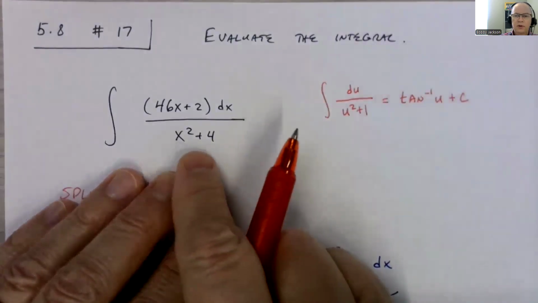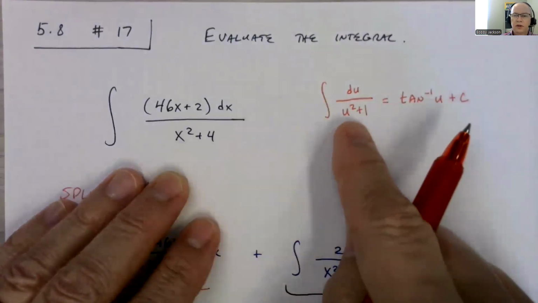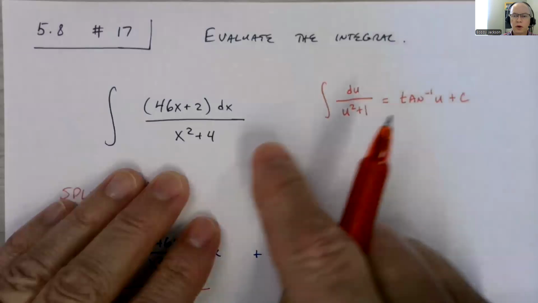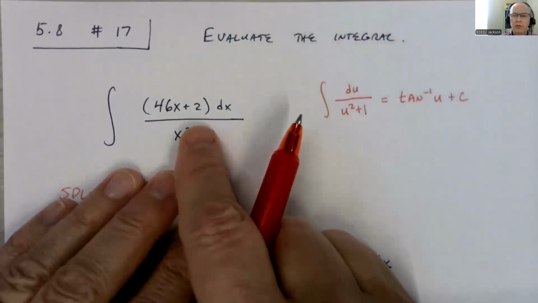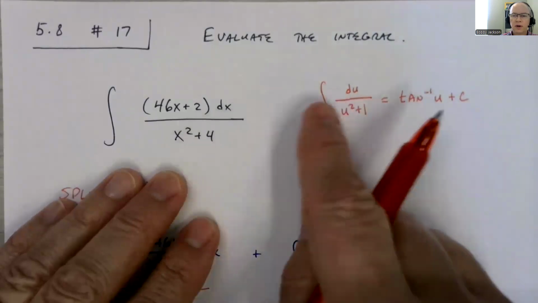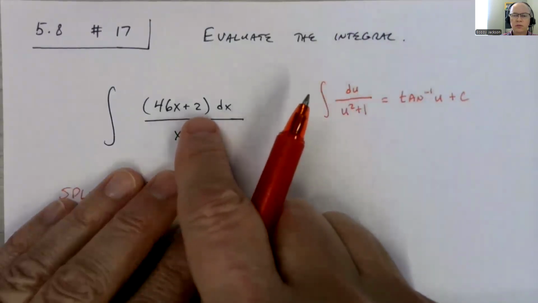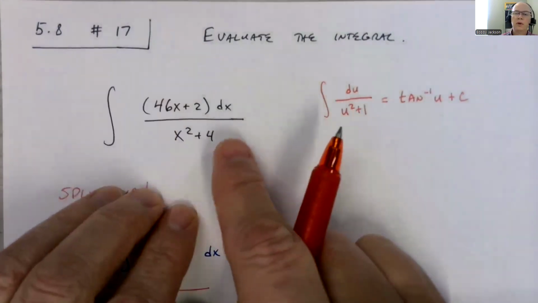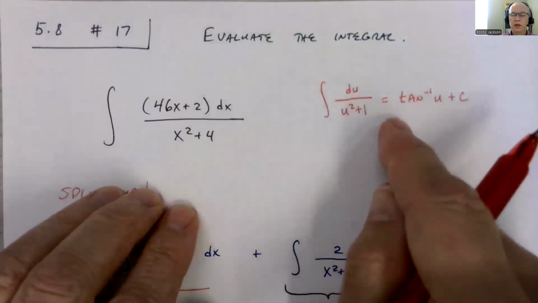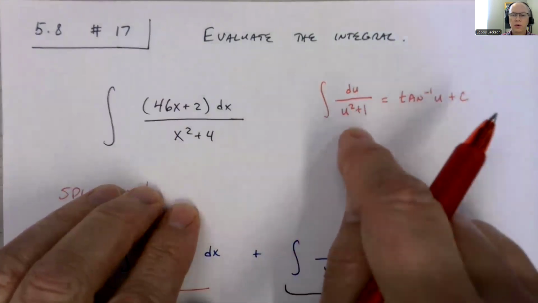So you've got an x squared plus 4 down here. It's like u squared plus 1, but we know how we can factor that 4 out. The problem is up top, right? I don't have a constant. I've got 46x plus 2. If it was just a 2 up there by itself, we could factor the 2 out and we would be in this form. So it's not quite in this form.